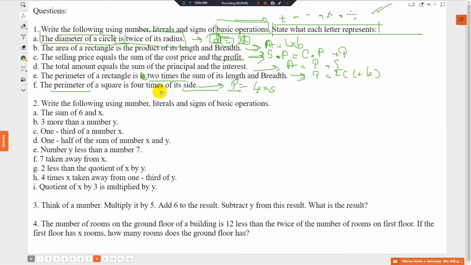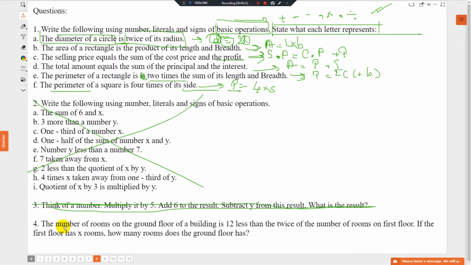Now here, write the following using numbers, literals and signs of basic operations. Okay, this one we have done. Now here, this one we will find something like it after this chapter.